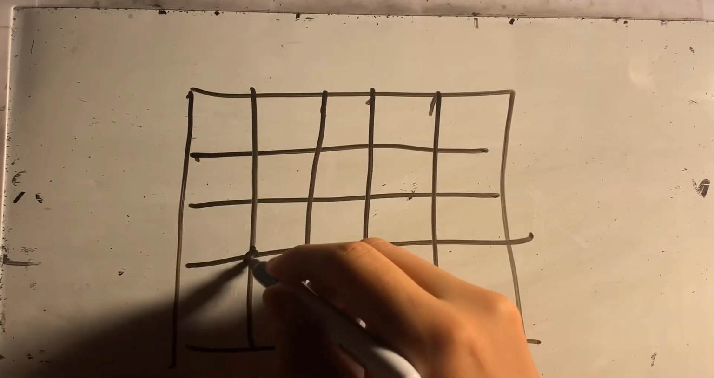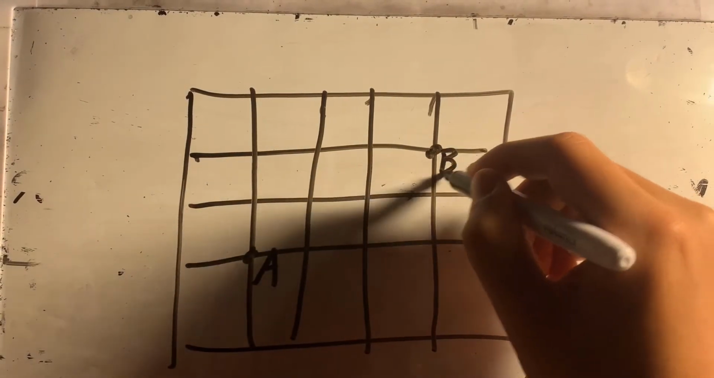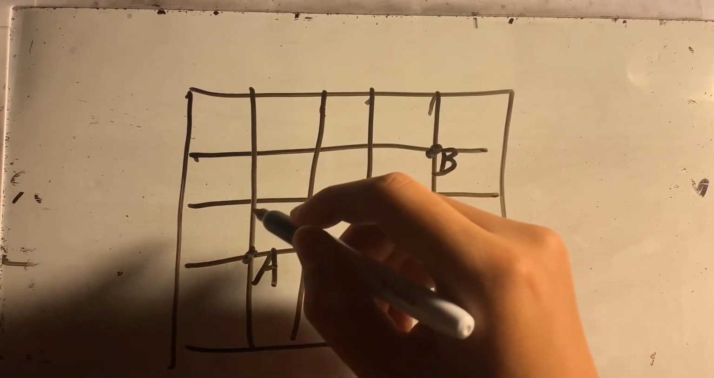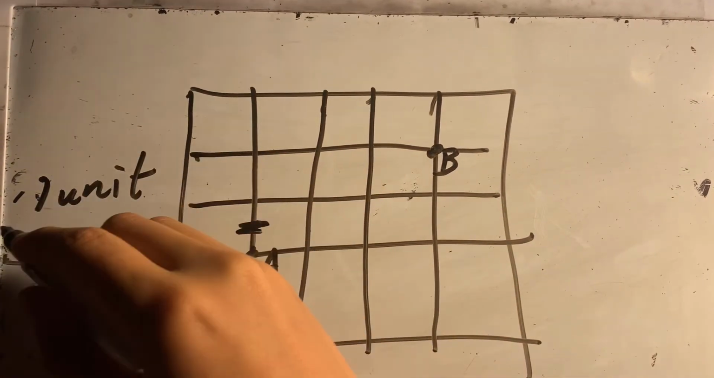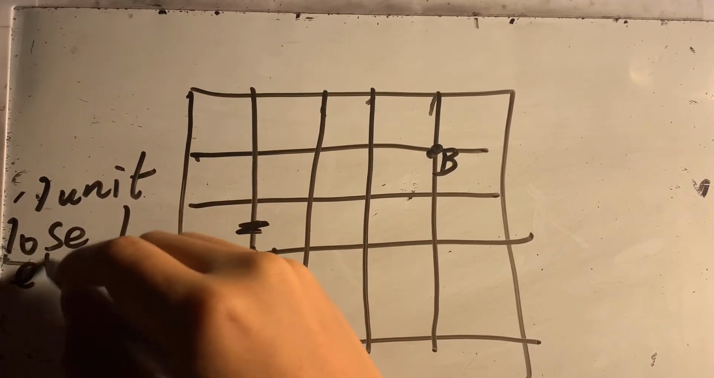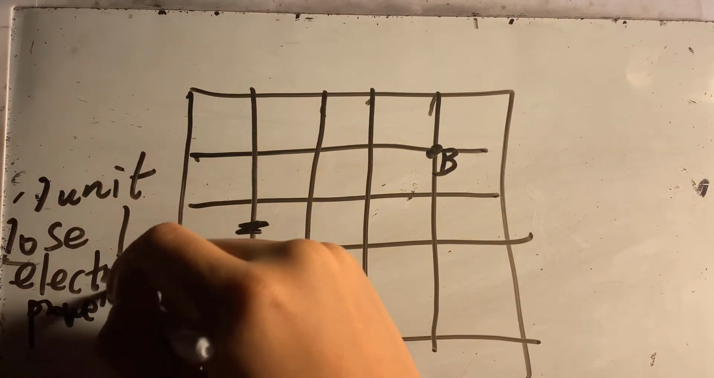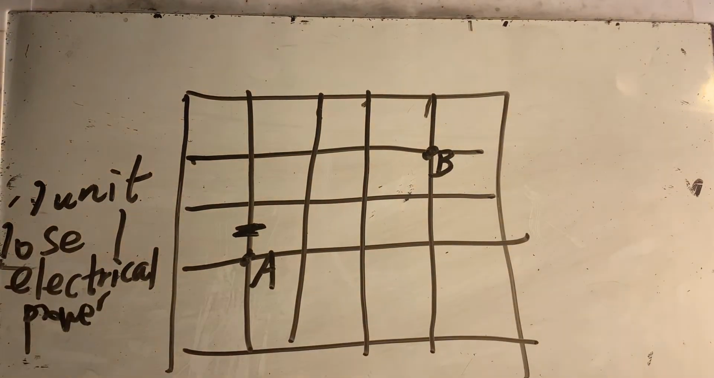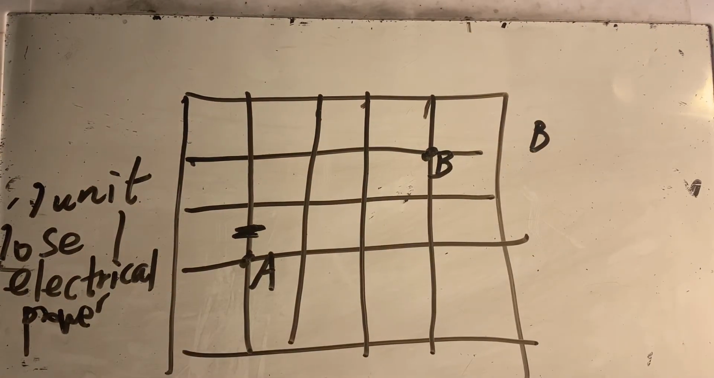What you need to do is assume I give you 2 points. One's A and one's B. If you go past one grid, one unit, you will lose 1 unit of electrical power. The problem asks you to find whether you can reach the destination, which is B, when your energy is exactly over, which means when you reach B, it reaches exactly 0.